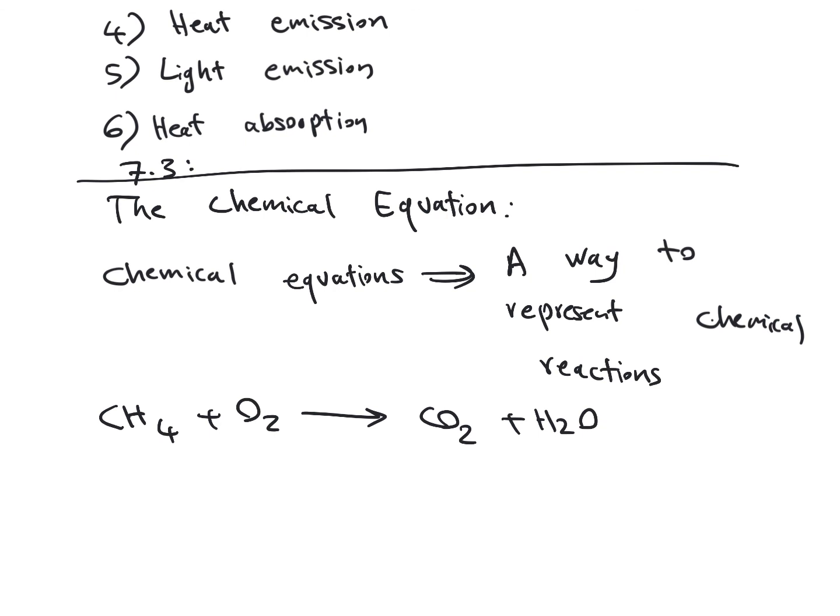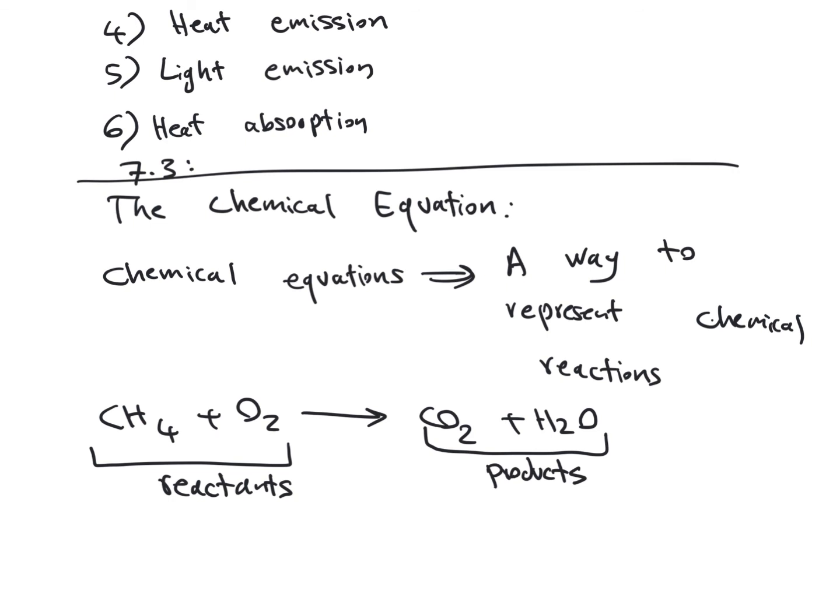And on the left-hand side of the equation, we write the materials that are reacting with each other, and we call them reactants. And on the right-hand side, we write the things that are produced in the chemical reaction, and we call them products. So far we learned that we write reactants on the left, and then we have an arrow, and then we write the products on the right.